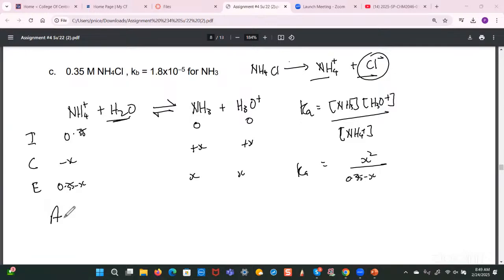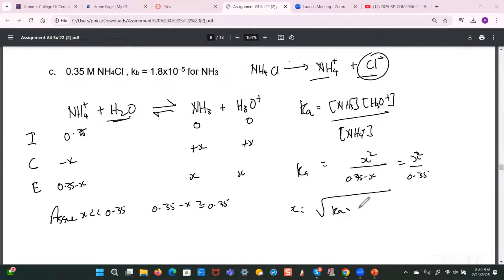You assume that X is much smaller than 0.35, so that 0.35 minus X is approximately equal to 0.35. So this simplifies to X squared over 0.35, which means that X is equal to the square root of Ka times 0.35. But guess what? We're not given the Ka, we're given the Kb for ammonia. What we need is a Ka for the ammonium.